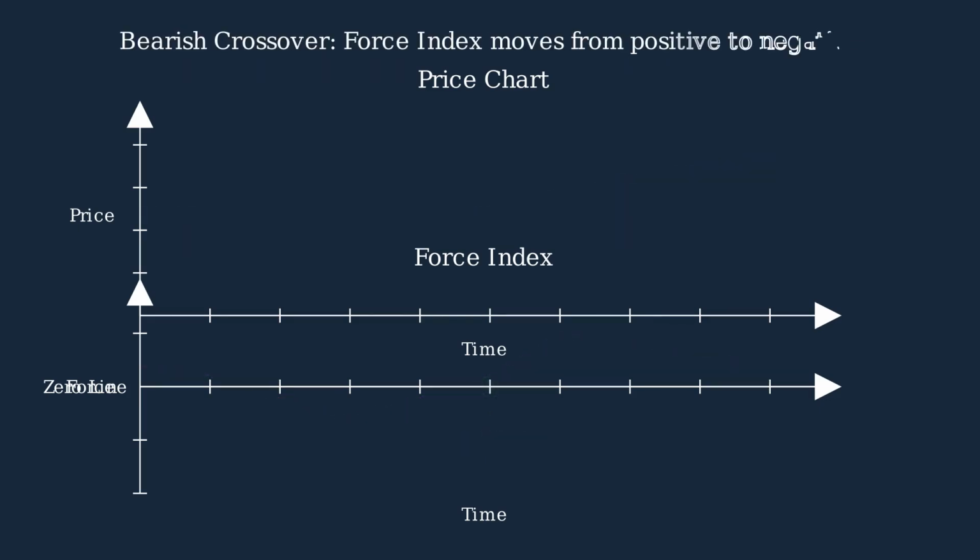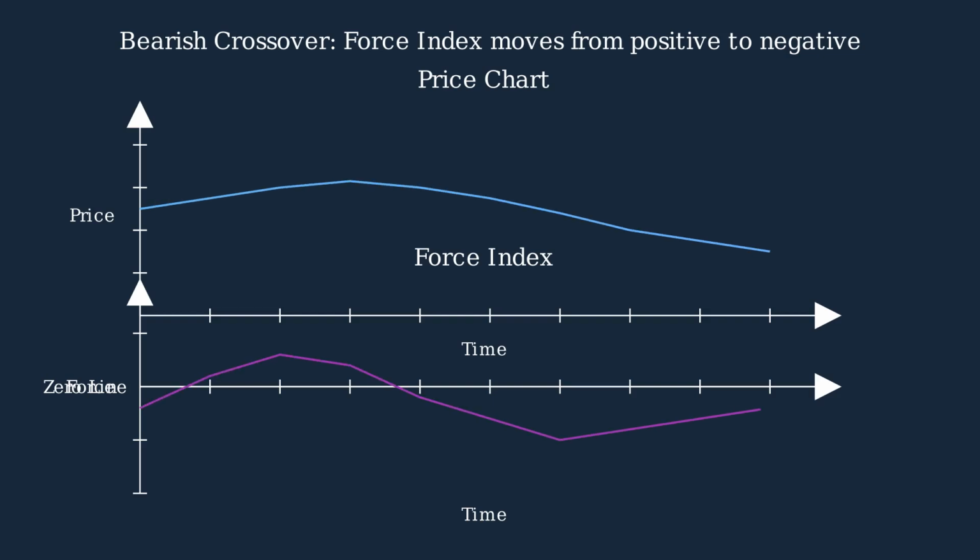Conversely, when the force index crosses below the zero line, it signals a shift from positive to negative force. This could indicate a potential new downtrend forming. Traders often use this crossover as a sell signal, as it may indicate weakening bullish momentum or increasing selling pressure.